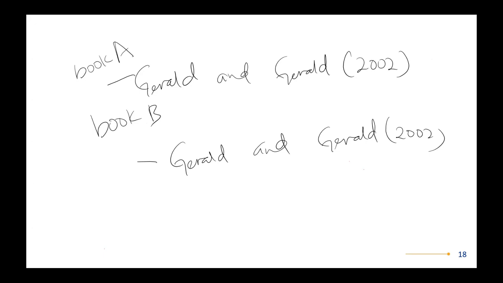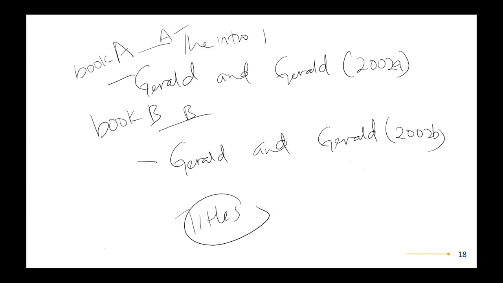So which one is A, which one is B? You look at the titles. So this book, let's say it starts with B. The title of the book starts with A. So this one will go 2002A. This one will go 2002B. Get it? For this one? So let's say Gerald and Gerald 2000A will refer to book A because it goes by the title. And then Gerald and Gerald book B will go for 2000B. It goes by the title. I'm just using A and B for simplicity. It doesn't have to be A or B. Let's say this one, if I put it here, is the intro to blah, blah, blah. This one is science. Okay.